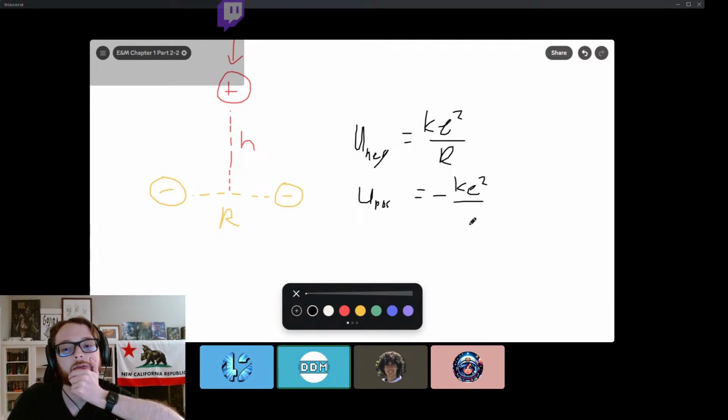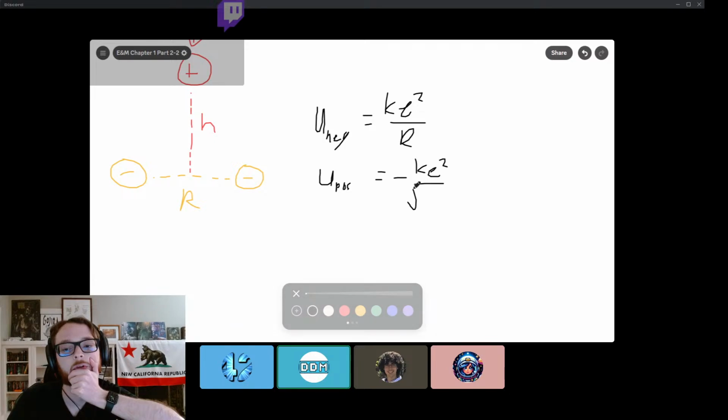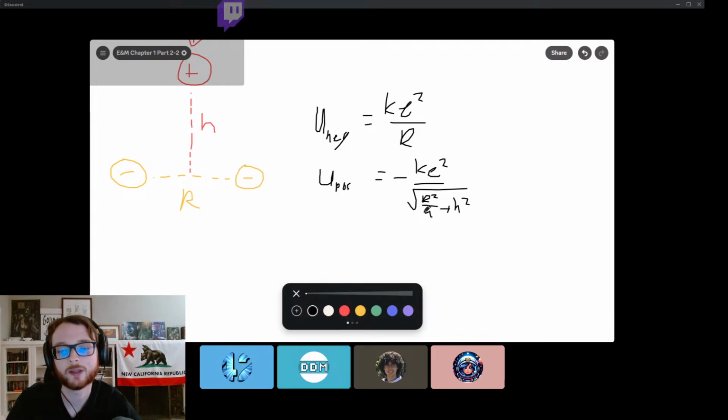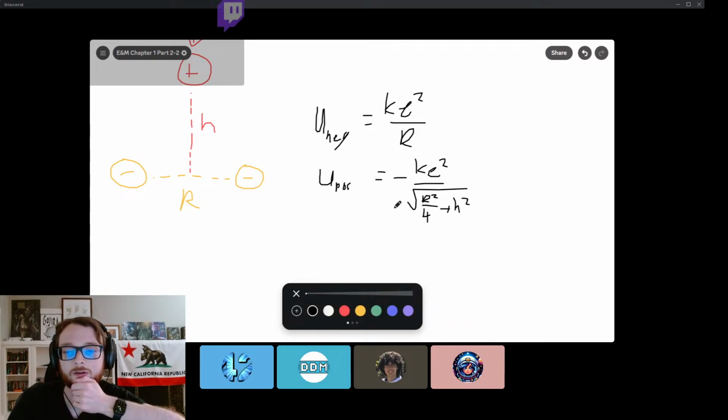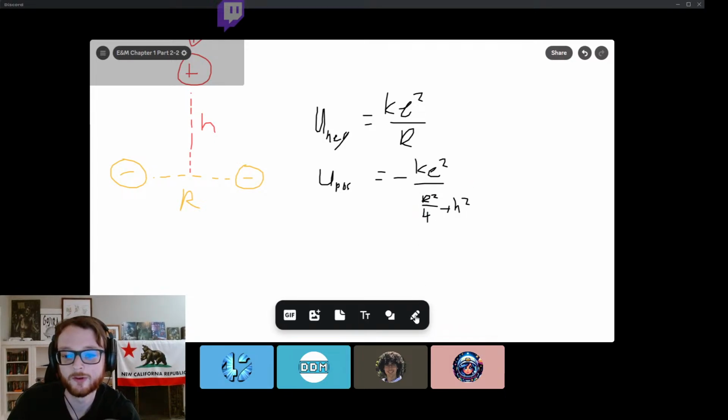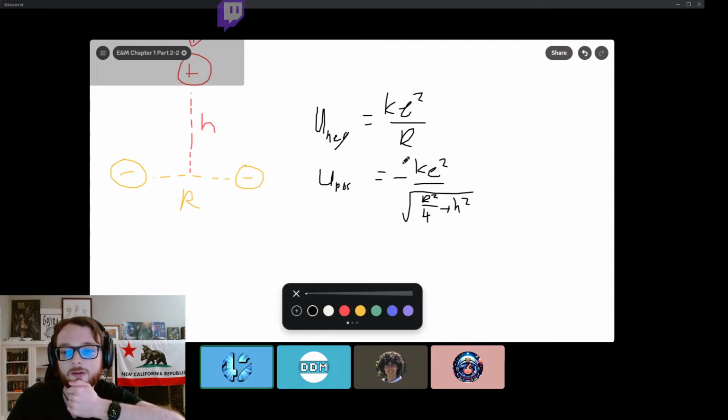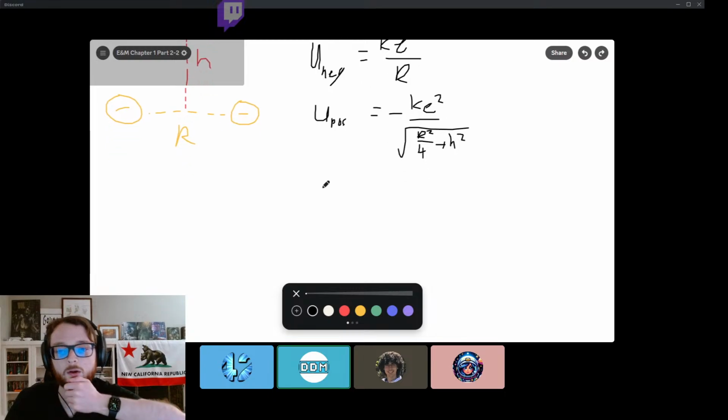So the distance is going to be the root of r squared over 4 plus h squared. I promise that's a 4, if we do Pythagorean theorem. And if you take two of the positive ones and add them to the negative one and set it to 0, yeah, that's a better way. We can solve for h. Okay, that's nice. This is great.